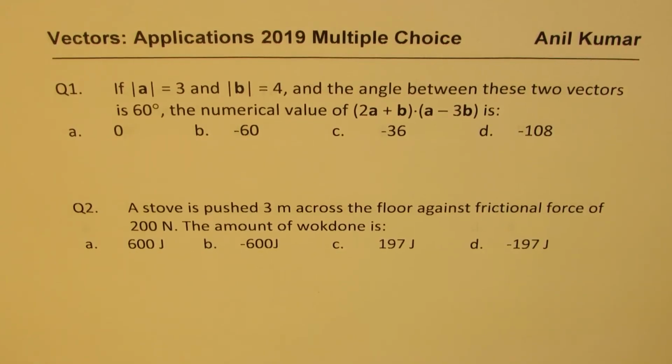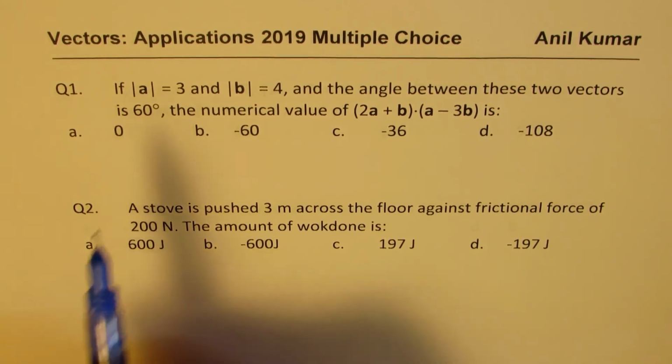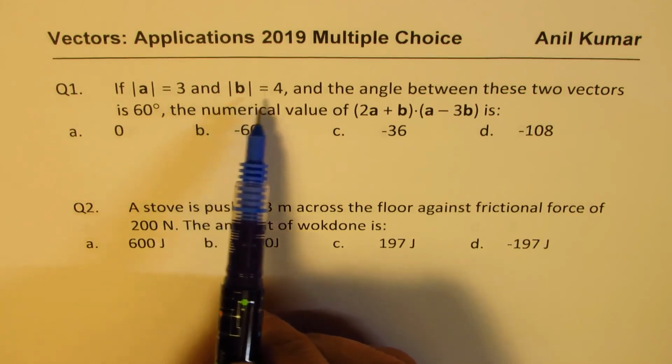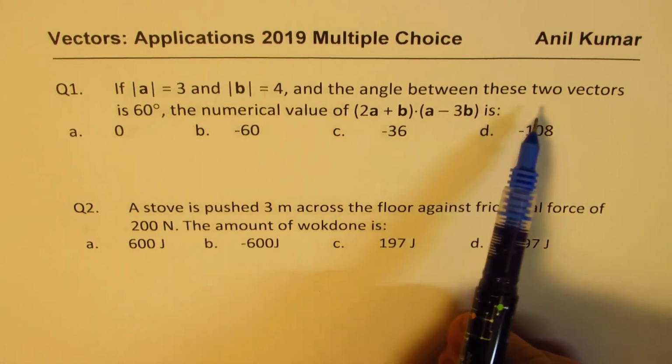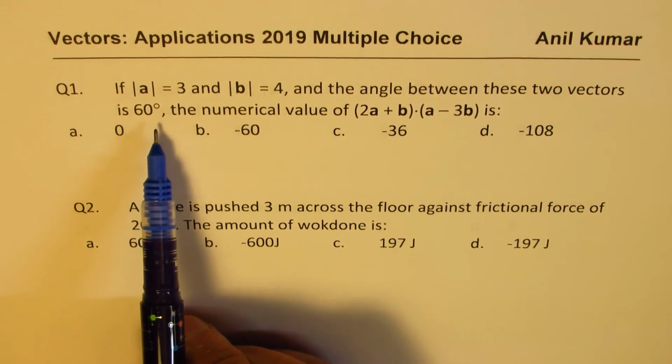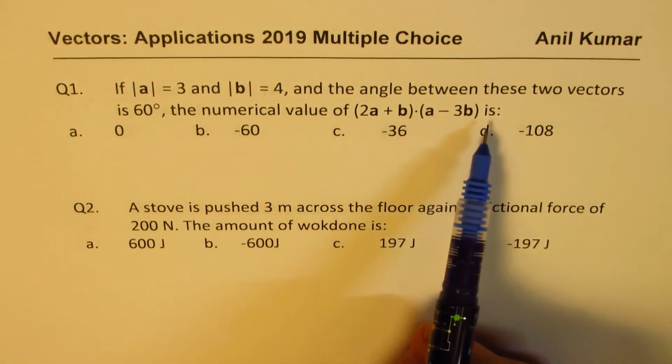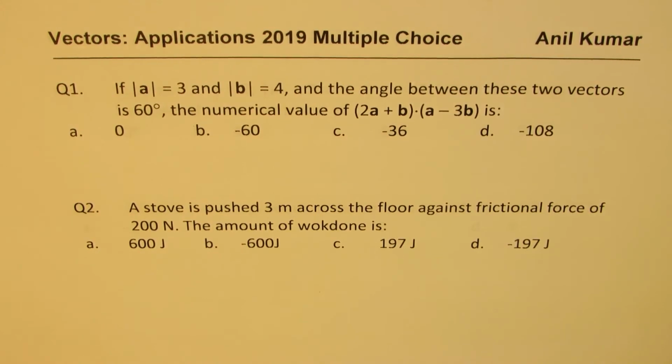I have taken 8 questions from previous test papers. These are all multiple choice or objective type questions. They are based on dot product and cross product applications. Question number 1. If the magnitude of vector A is 3 and the magnitude of vector B is 4 and the angle between these two vectors is 60 degrees, what is the numerical value of this?